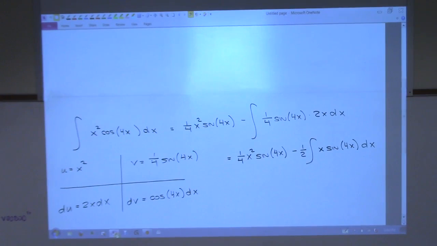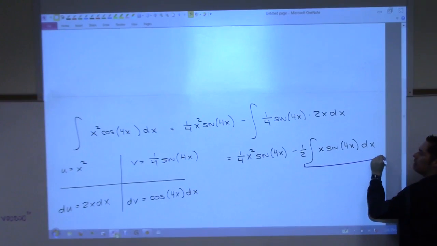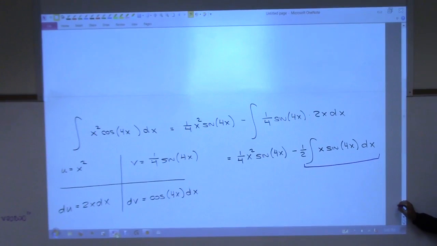Are we all on board? And then we sit there and we look at this and we go, this isn't doable unless we apply integration by parts again. So I'm going to start completely over.